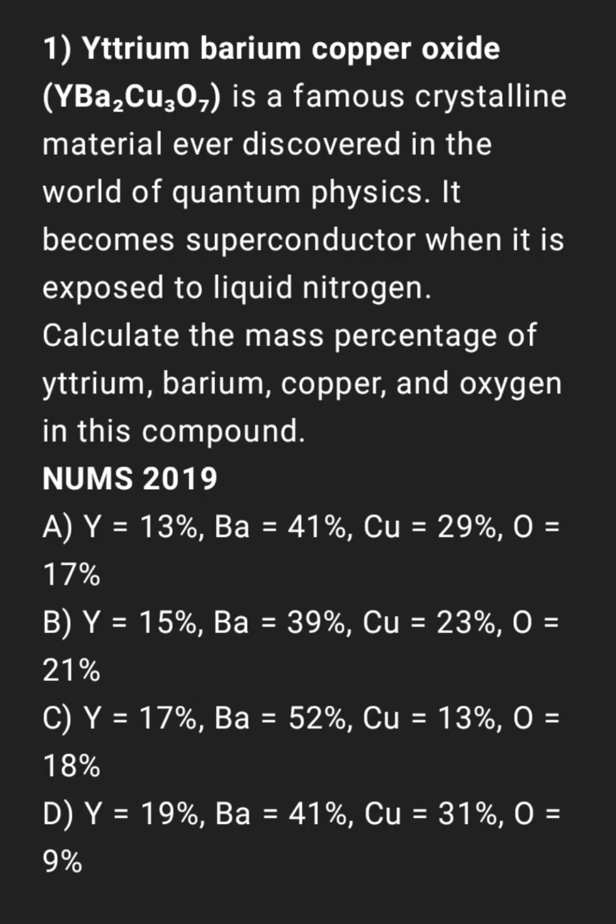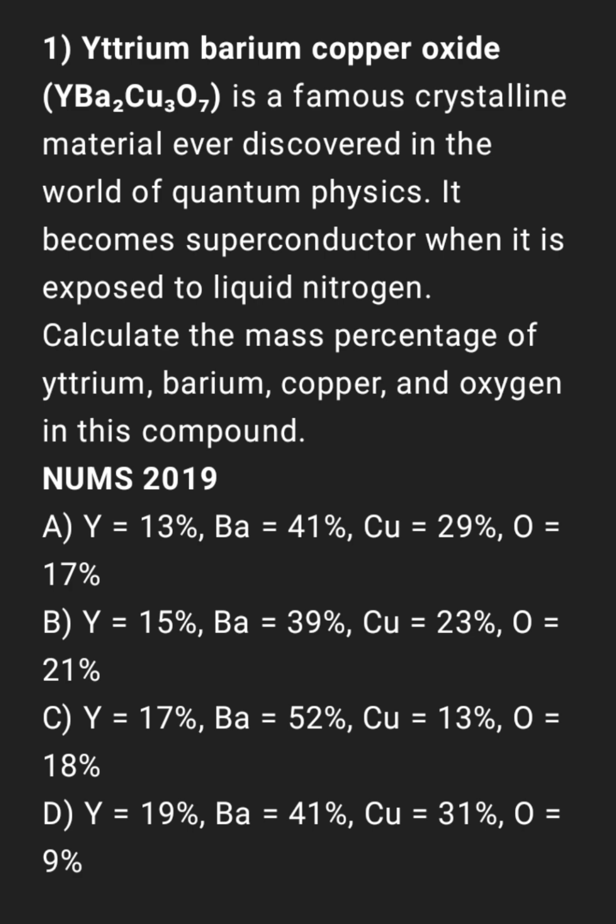Oxide, YBa2Cu3O7, is a famous crystalline material ever discovered in the world of quantum physics. It becomes a superconductor when it is exposed to liquid nitrogen. Calculate the mass percentage of yttrium, barium, copper, and oxygen in this compound. A, Y equals 13%, Ba equals 41%, Cu equals 29%, O equals 17%.